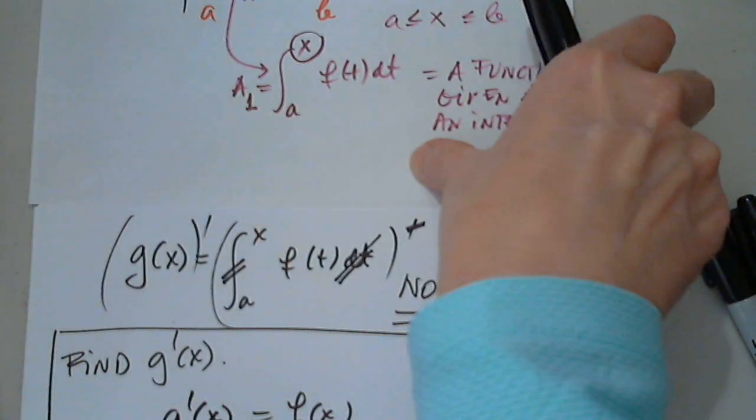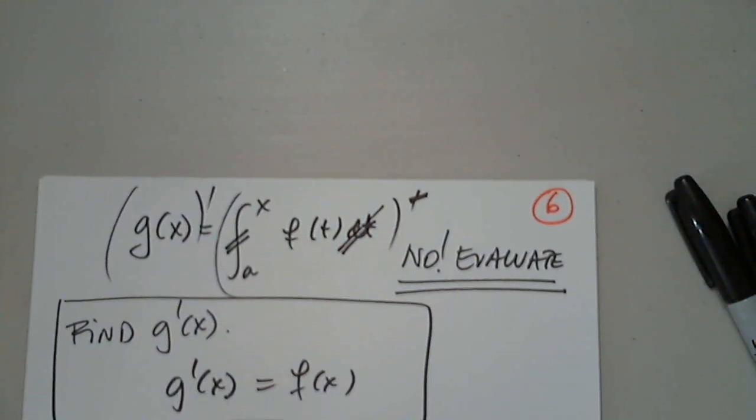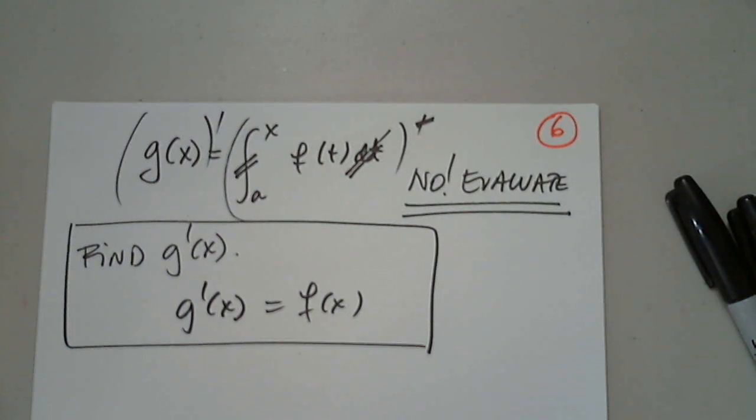But of course, there are different situations. Some of them are more cumbersome than others. So let's look at a few examples. Allow me to choose the first one, and then you choose the next one. Okay. Use part 1 of FTC to find the derivative. We're not asked to integrate, but to find the derivative of the function.